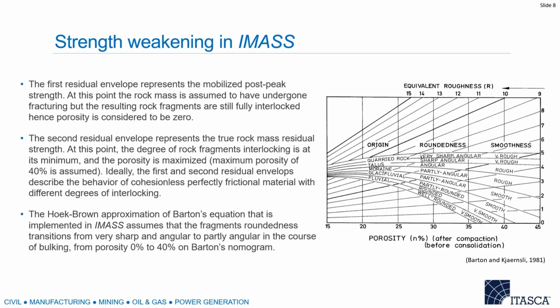The second residual envelope represents a true rock mass residual envelope, where the degree of interlocking of the fragments is at minimum, basically being at a porosity of 40%, that the rock mass can't go above anymore. And this maximum porosity is user defined. You can limit it to 30%, to 20%, to whatever you want. Basically, the first and second residual envelopes describe the behavior of cohesionless, perfectly frictional material with different degrees of interlocking.